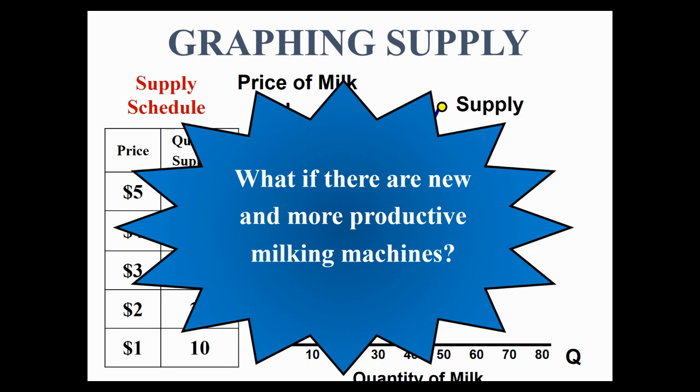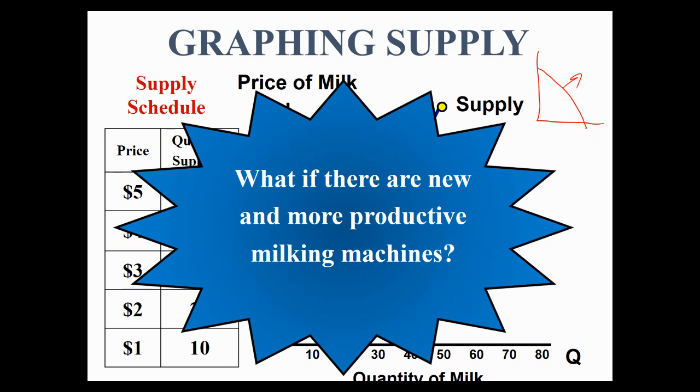But what if there's new and more productive milking machines? That's not a change in price, is it? That means that there's more productivity. Hmm, that's innovation, isn't it? Well, innovation, if we remember from Unit 1, and we talked about the production possibility frontier, and didn't we say this is for producers producing two products, right? And we said if there's innovation, the curve could shift outward if there's innovation for both, or even for one, we might see that innovation where they're able to produce more.